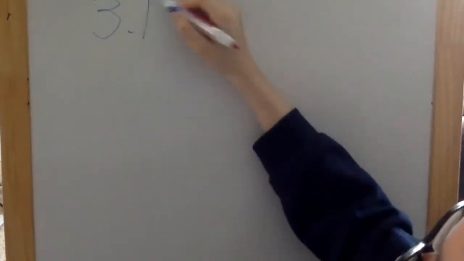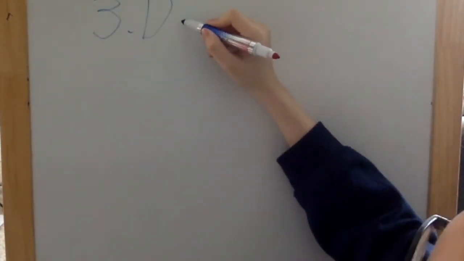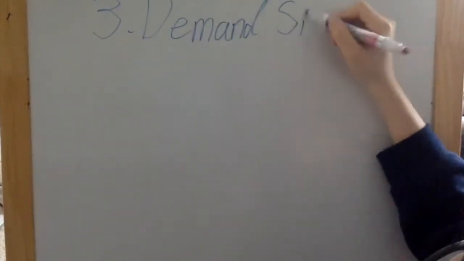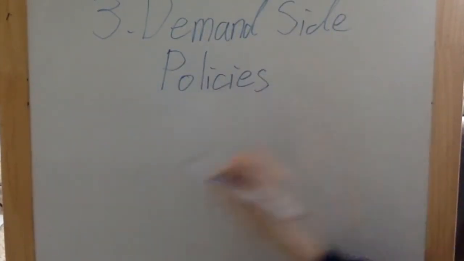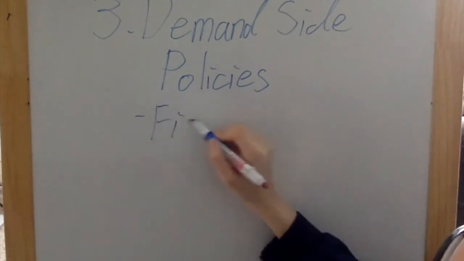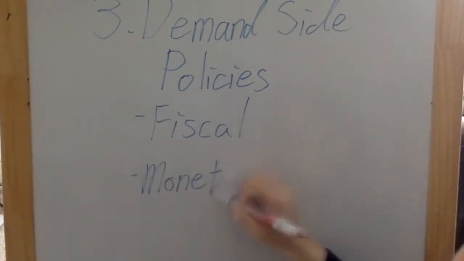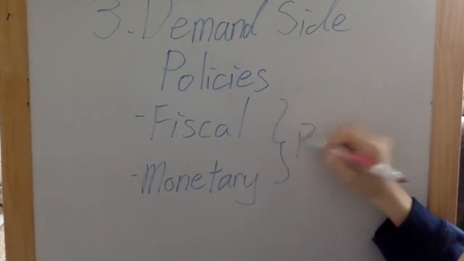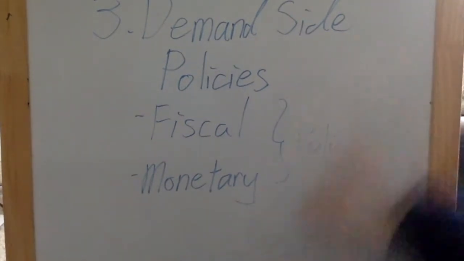The other 2 factors that will shift aggregate demand are the demand-side policies, fiscal and monetary. We will be covering that in detail next video. For now, remember expansionary will result in an increase in aggregate demand, and contractionary will result in a decrease in aggregate demand. Now that we've got aggregate demand covered, it's time to move on to aggregate supply.